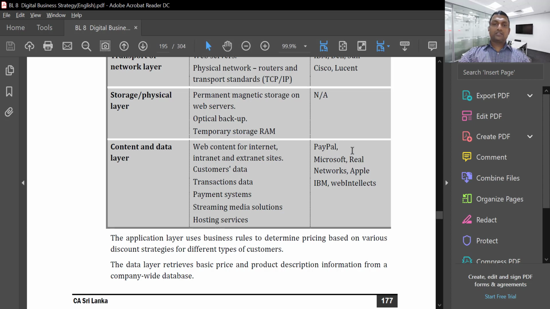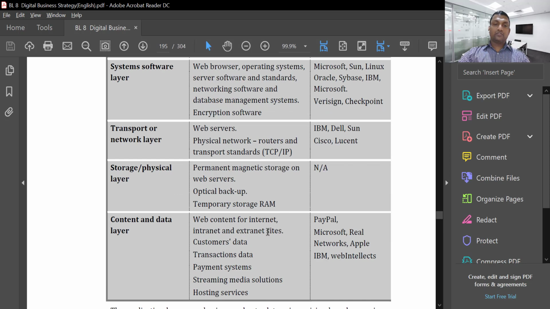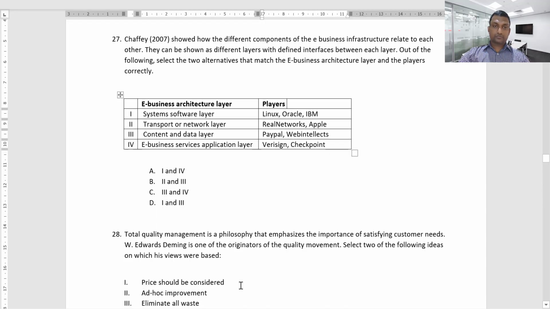So services or organizations like PayPal, again Microsoft, Real Networks, Apple, IBM, and Web Intellect are examples of platforms and players in this category. So if we go back to the question, this question is clearly saying on the left side what is the layer, on the right side what is the player.